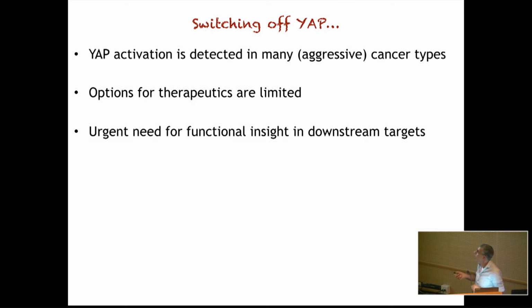The option for therapeutics is limited because this is a transcription factor. It's very hard to target, as we all know. And therefore, if we maybe find downstream targets that are important for the phenotype, we can try to target those. Not necessarily the enhancers, but the targets of those enhancers.